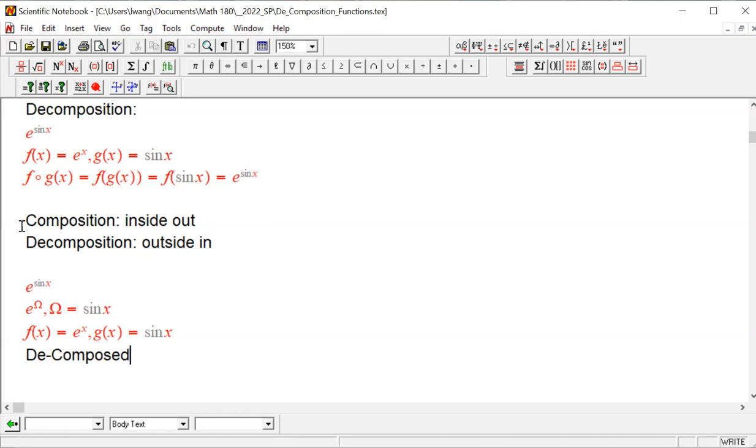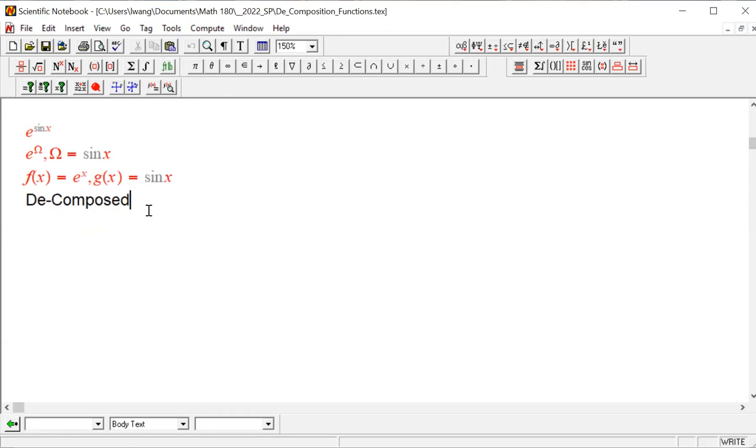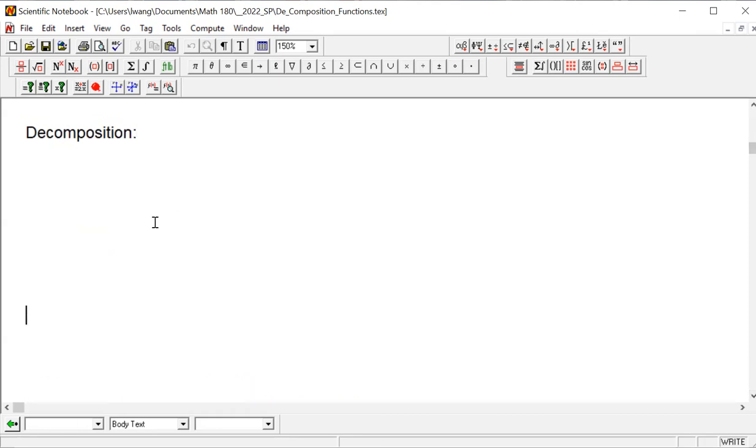Decomposed. So composition is inside out, decomposition is outside in. Okay, so let's look at some examples of decomposition. I'm going to give you some examples of decomposition.